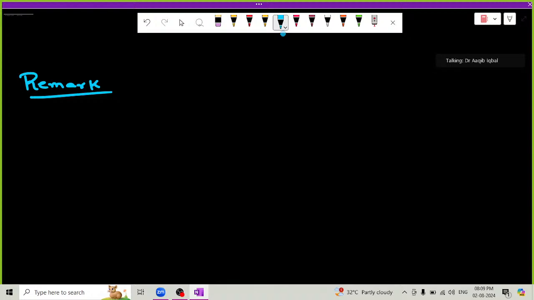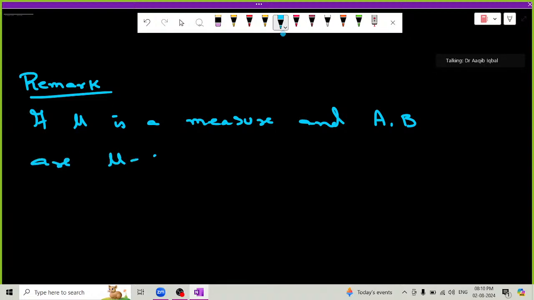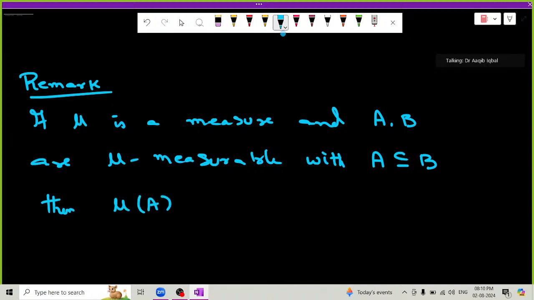We know that a measure is monotone, right? And it can be proved actually, the properties of the measure. ठीक है ना? मतलब if mu is a measure and A, B are mu measurable, with A contained in B, suppose, then mu of A is less than or equal to mu of B. And you can prove this quite easily actually.